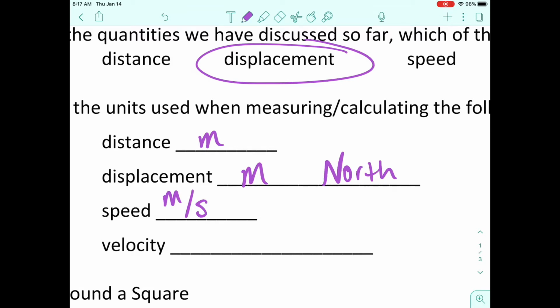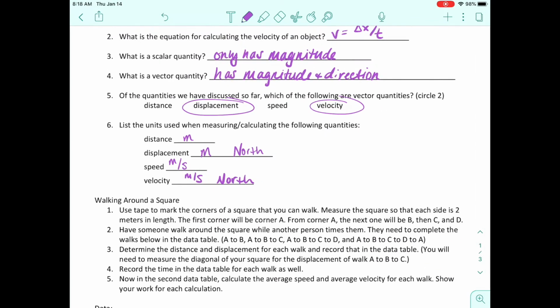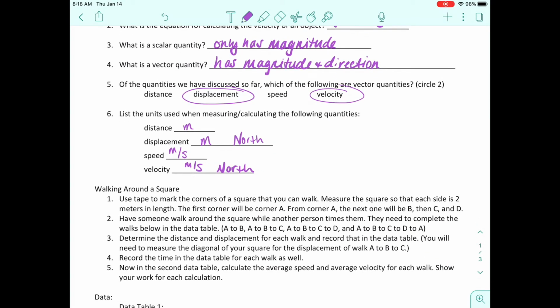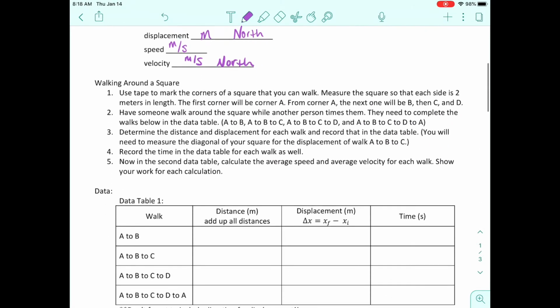And velocity, again, same units, meters over seconds, but again, you need a direction. So north, for example. And again, these are just example units. So for distance, you could also have kilometers or miles. Same with displacement. Speed, meters per second is what we have here, but you could also use kilometers per hour or miles per hour. Those are all units for speed and velocity.